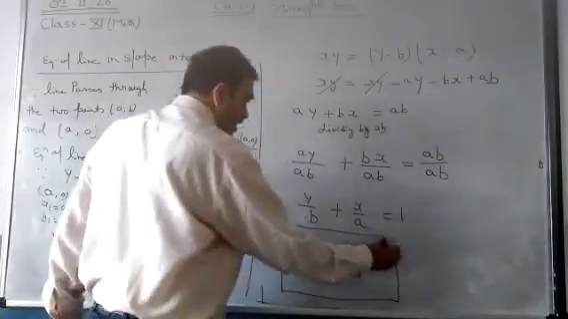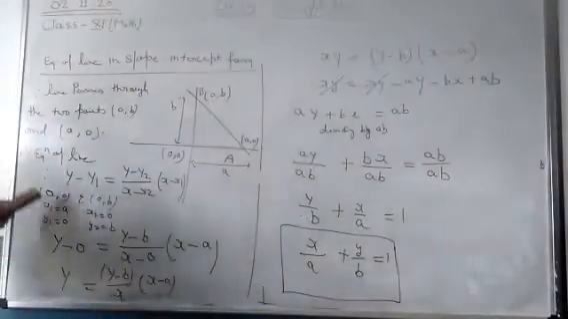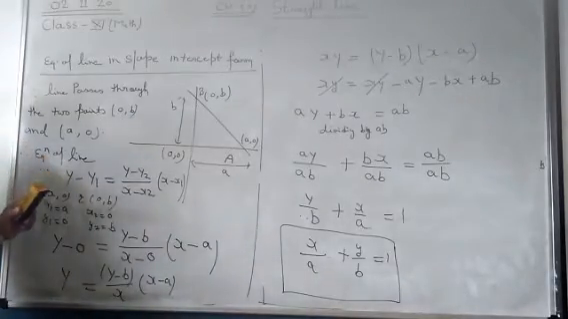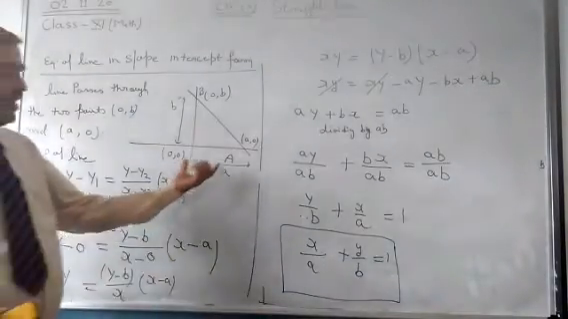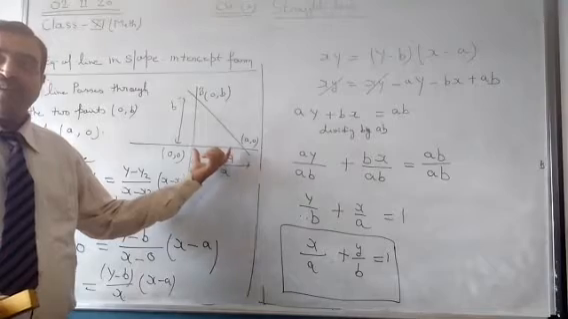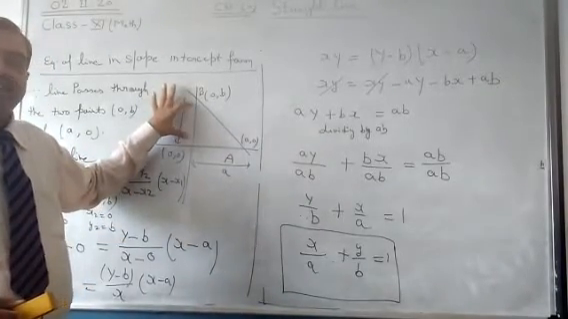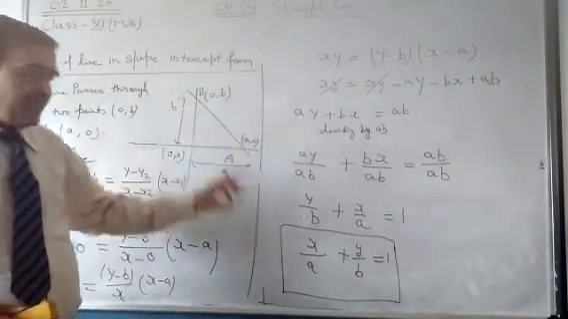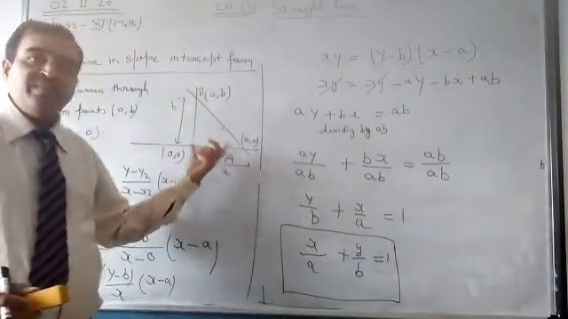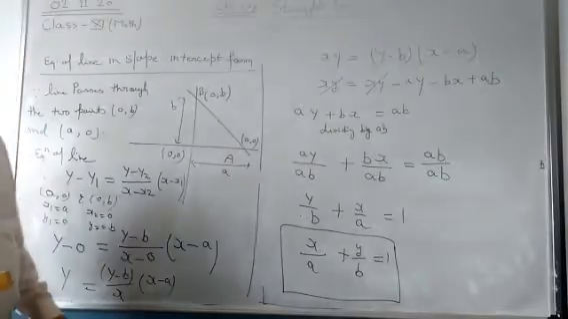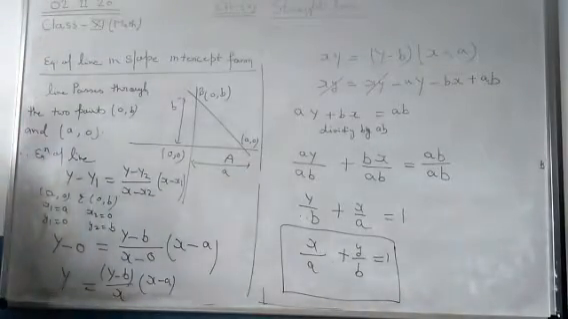This is the equation of a line in intercept form. Here a is the intercept at the x-axis and b is the intercept at the y-axis.